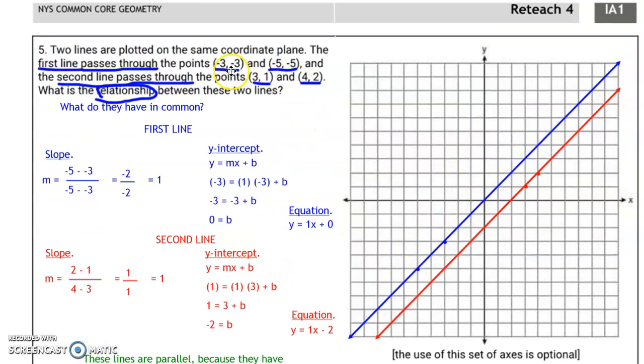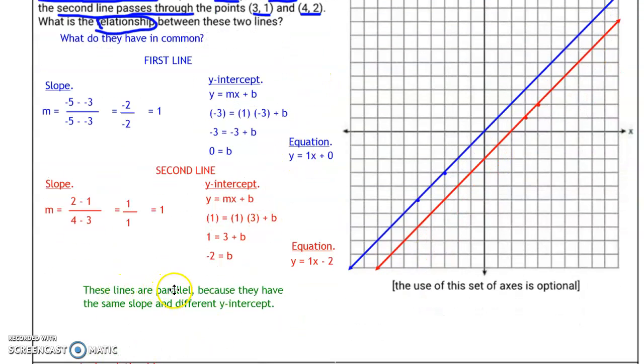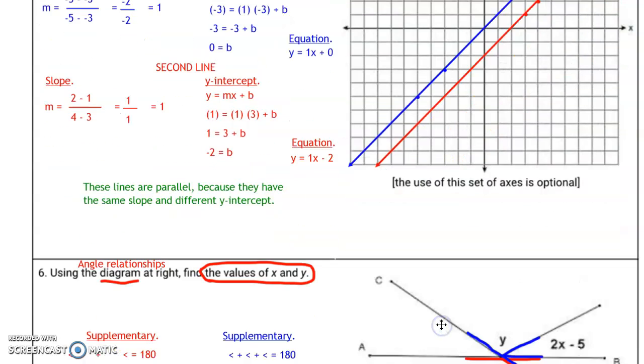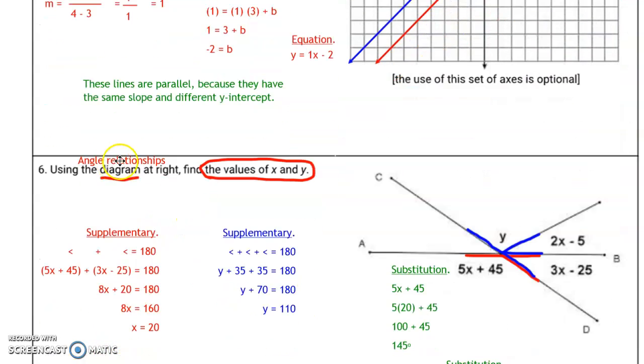This did look like an algebraic question, and in truth, you do need algebra to figure this out, but really it's asking for a concept. It's asking for this vocabulary word, which is parallel. For question number 6, it says, using the diagram at right, find the values of x and y. We need to use our angle relationships here to try to figure these out.